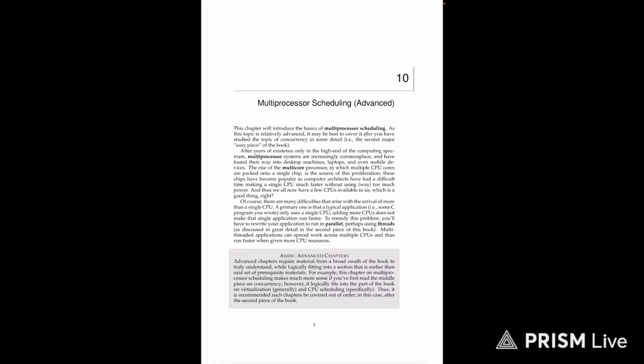Okay. So this chapter will introduce the basics of multiprocessor scheduling as the topic is relatively advanced. It may be best to cover it after you have studied the topic of concurrency in some detail. That is the second major easy piece of the textbook. After years of existence only in the high end of the computing spectrum, multiprocessor systems are increasingly commonplace and have found their way into desktop machines, laptops, and even mobile devices.